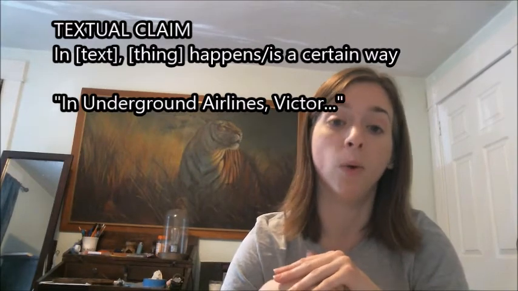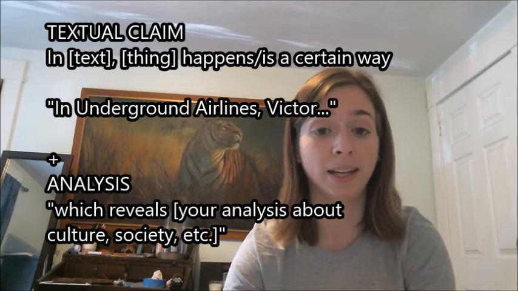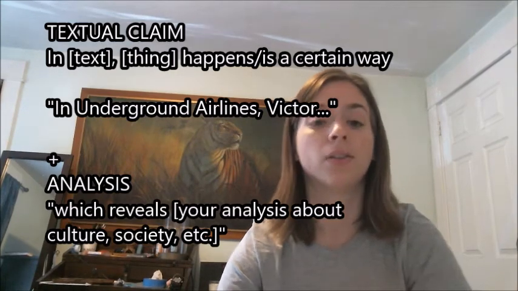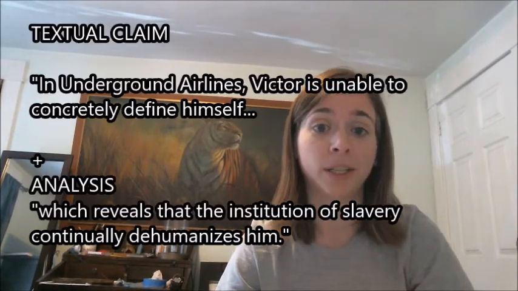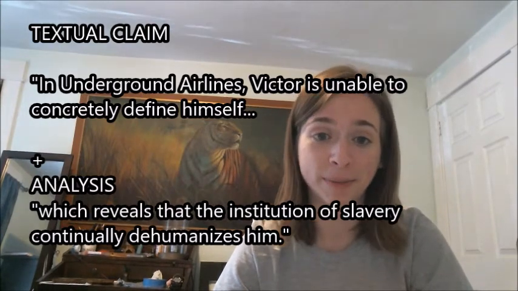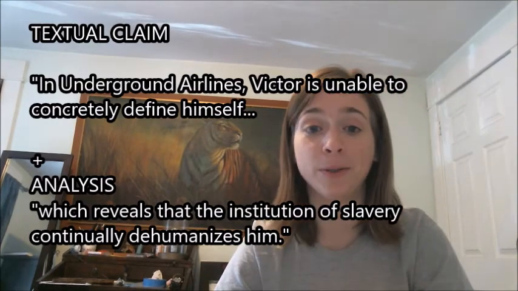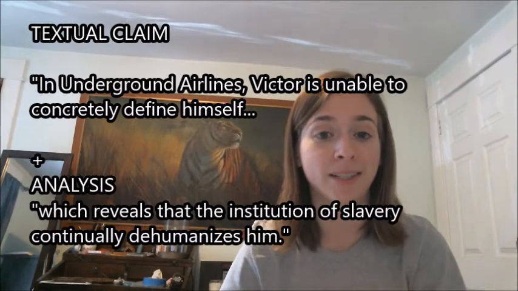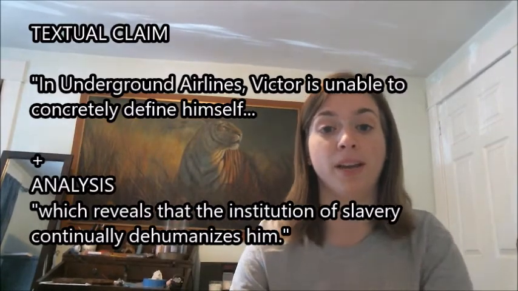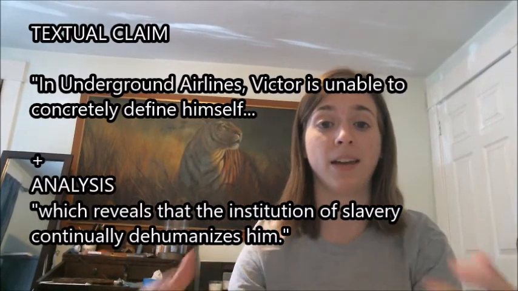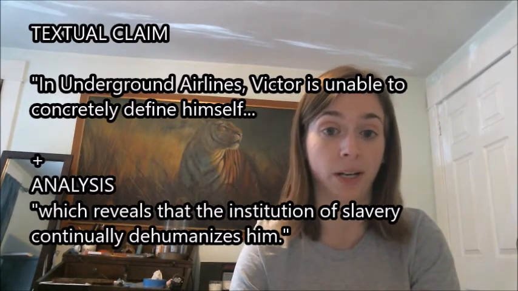Then make an argument about what it means, so which reveals such and such about the society in which he lives. So Victor is unable to define himself or unwilling to define himself, which reveals that the institution of slavery continues to dehumanize his sense of identity, even though he's no longer a slave, right? That is an argument. I have made a textual claim and analyzed what it means about a larger cultural or social question, topic, or issue.